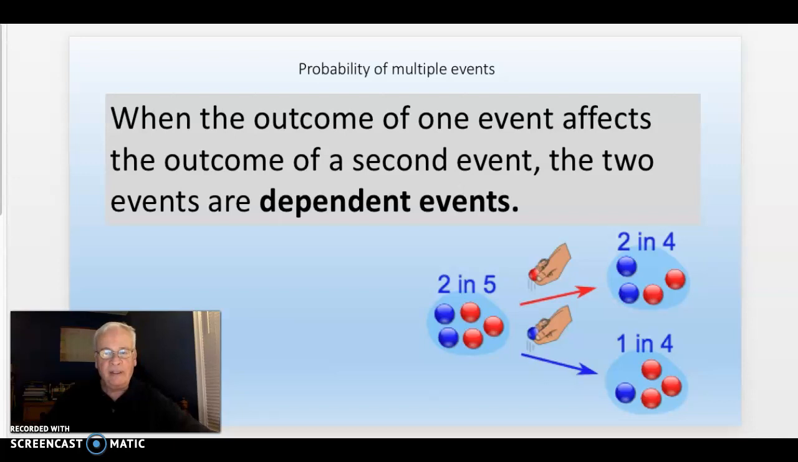Guys, when the outcome of one event affects the outcome of a second, the two events are called dependent. As an example, the probability of pulling a blue one here is 2 out of 5. But if I pick a red one, now the probability is 2 out of 4 of picking a blue one. But if I pick a blue one, now the probability is 1 out of 4 that I pick a blue one on the second time. So those events are dependent because I'm not replacing it before I pick the second one.